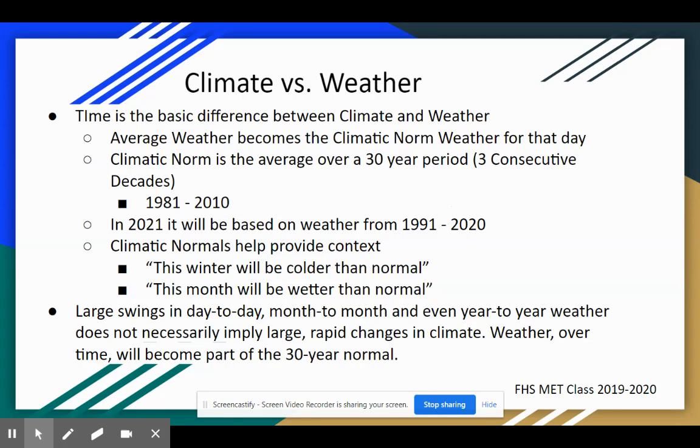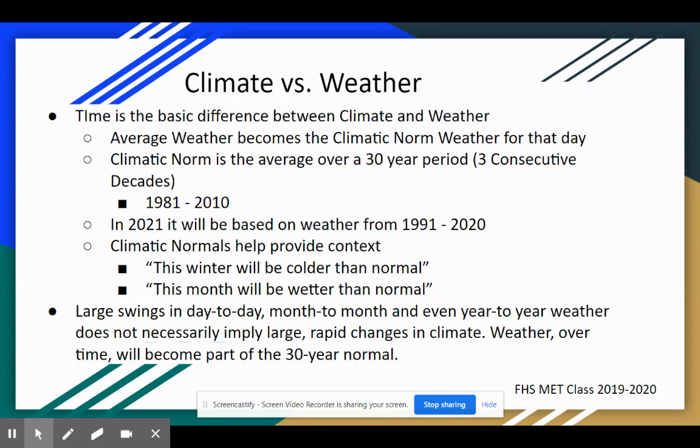And I'll show you some charts and graphs where you can look at averages based on a 30-year period. So what the average high is this time of year, what the average low is this time of year, when our average first freeze is in fall, and when our average last freeze is in May. All of those are based on things that have happened throughout a 30-year period. That doesn't mean it's going to be that way on a day-to-day basis. So again, time's the basic difference between climate and weather. The daily weather, the hourly precipitation, the daily precipitation, that determines our climate.